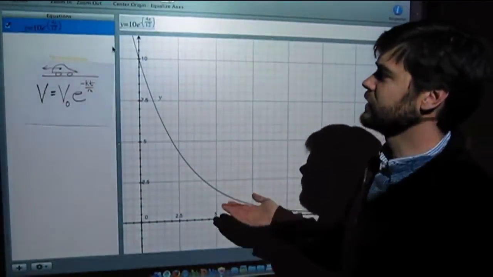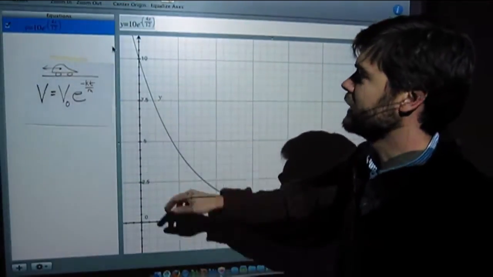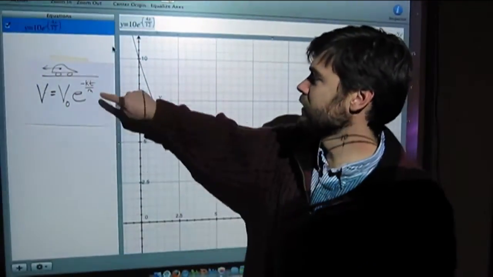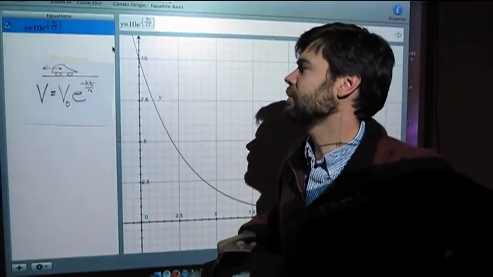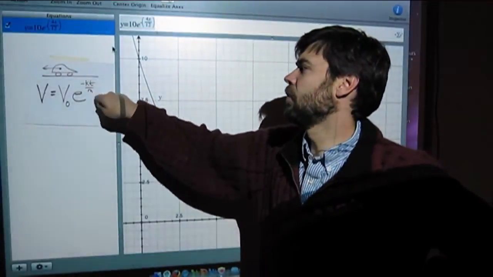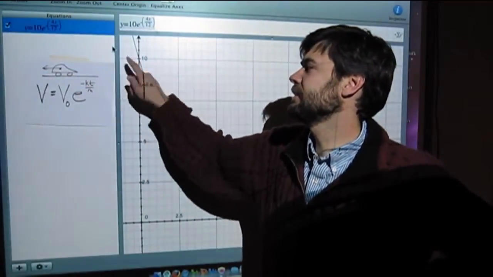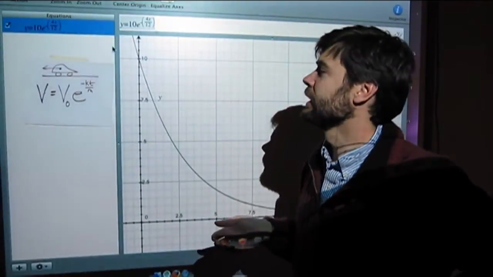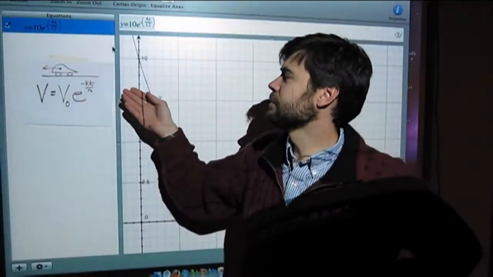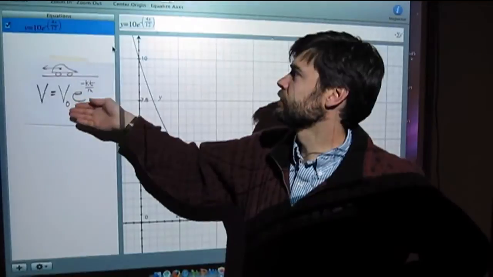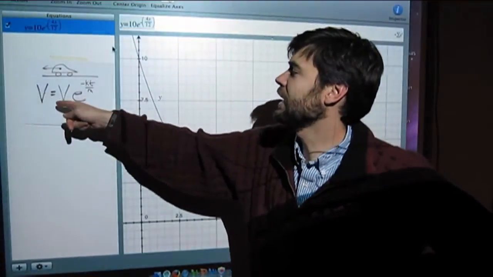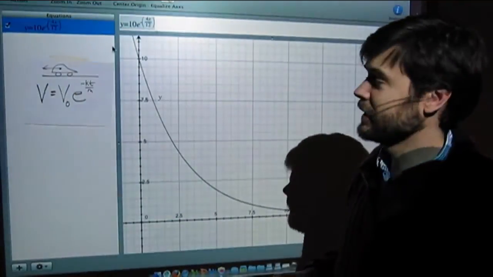Now, let's look at this in terms of throwing some numbers in. At t equals 0, that means that all of this is going to become 0. What's e to the 0? E to the 0 is 1. So that's going to be 1 times V0, so whatever the initial velocity is, that's the velocity, and that makes sense.